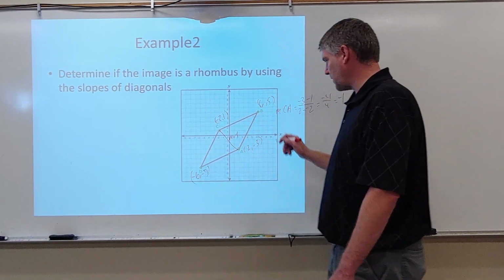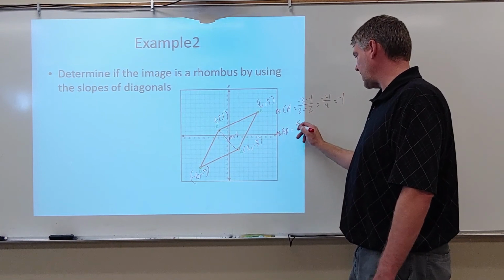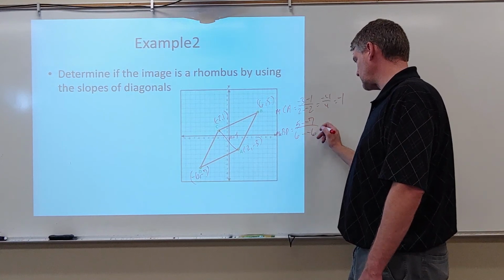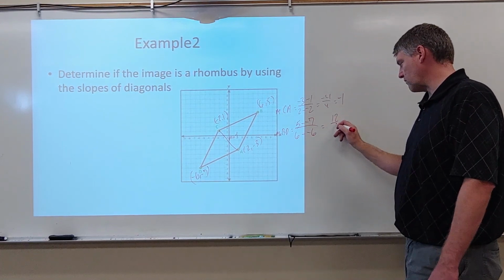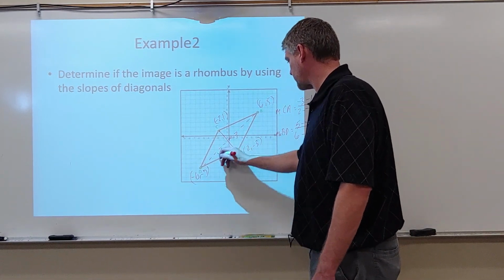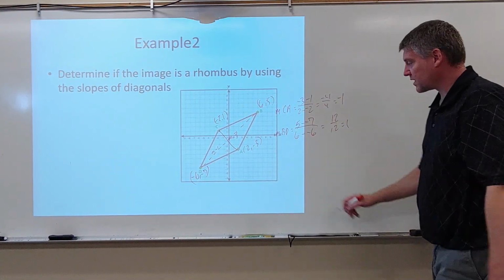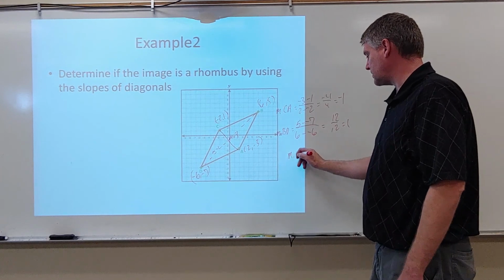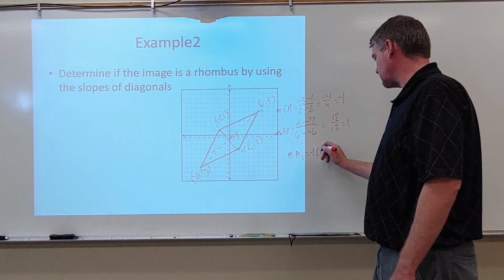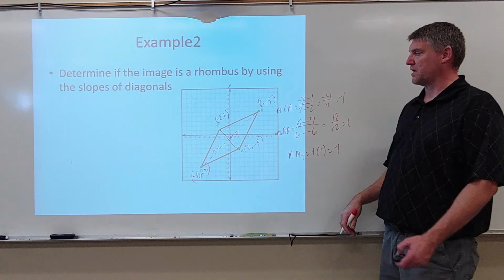Okay, now I'm going to find the slope here. So the slope of BD is 5 minus negative 7 over 6 minus negative 6. So here we get 12 over 12, which is 1. So these are perpendicular slopes because m1 times m2 equals negative 1. Negative 1 times 1 equals negative 1. So this is a rhombus because the diagonals are perpendicular.